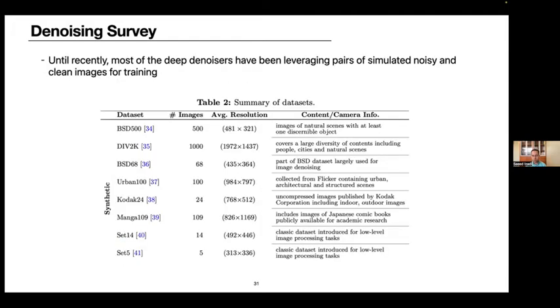Until recently, most of the deep denoisers have been leveraging pairs of simulated noisy and clean images for training. In this table here, we show the summary of the synthetic datasets, which are popular in the denoising community. For each entry, in addition to the names and the references, we also present some characteristics of the datasets, including the number of images, average resolution, and short information about the semantic contents inside those datasets.